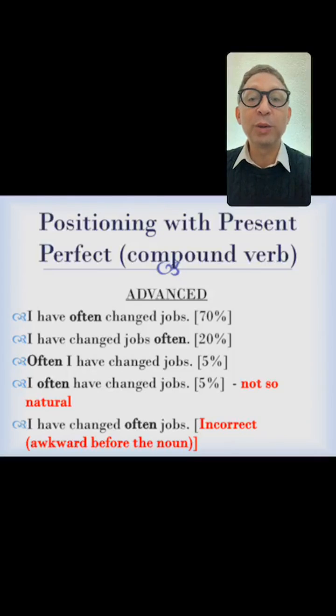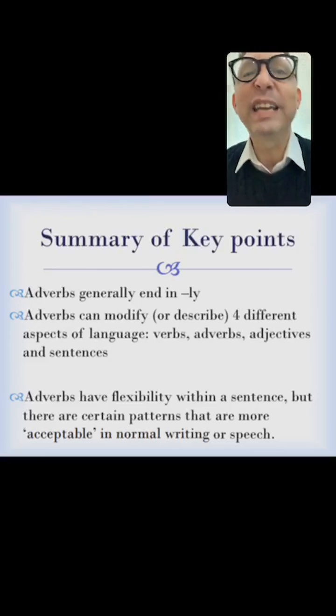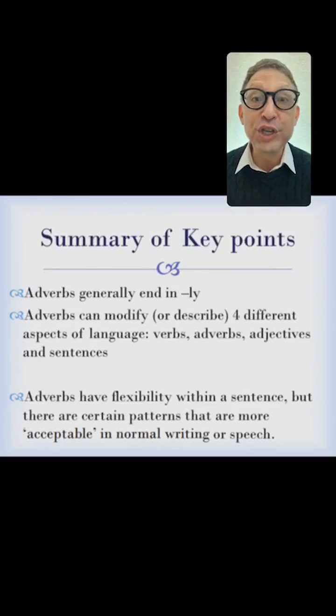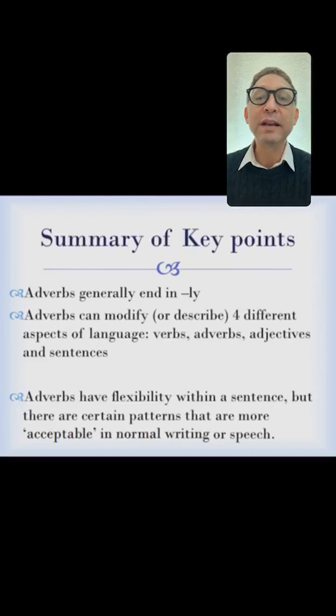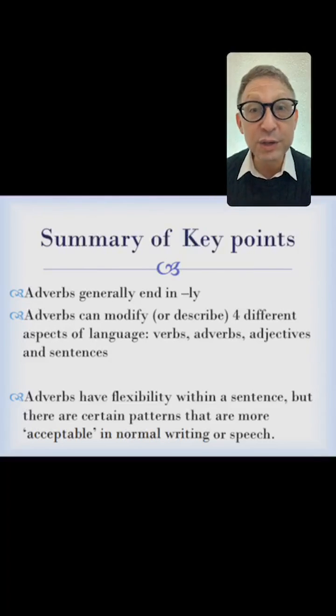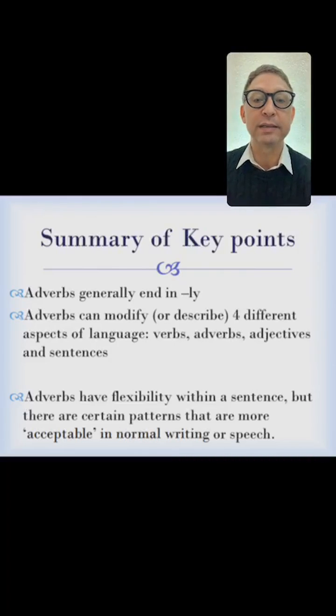All right. Okay, great. I think we're finished. Let me just wrap up. I'll give you your homework, which I know all of you are waiting for. You love homework. So a summary of the key points is as follows. Adverbs generally end in ly, but not always. Fast, we've seen. We have others. Find a list. Adverbs can modify or describe four different aspects of language or speech: verbs, adverbs, adjectives, and sentences. And adverbs have flexibility within sentences, but they are used in certain areas. Certain patterns do exist that I've mentioned in this live.